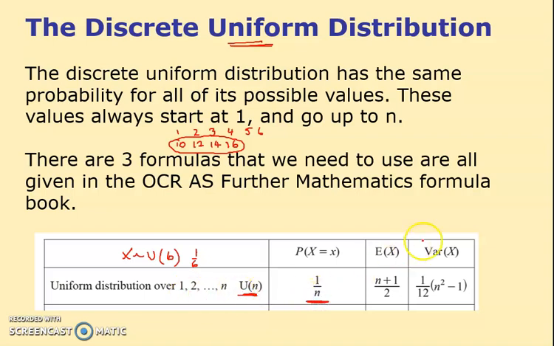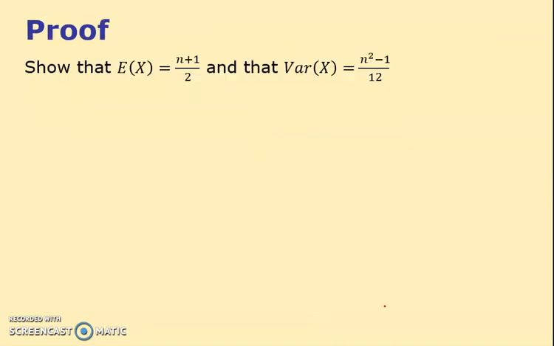But therefore, no surprise for you if it's a more general one that goes up to n, the probability is 1 over n. And we've got 2 formulae here, and one is for the mean, E of X, and it says it's n plus 1 over 2. I suggest you write these down, even though they're in the formula book. And the variance is a little bit more complicated formula, a 12th of n squared minus 1. And don't be surprised if you are asked to prove these 2 results. This one's obvious, but you might need to prove these.